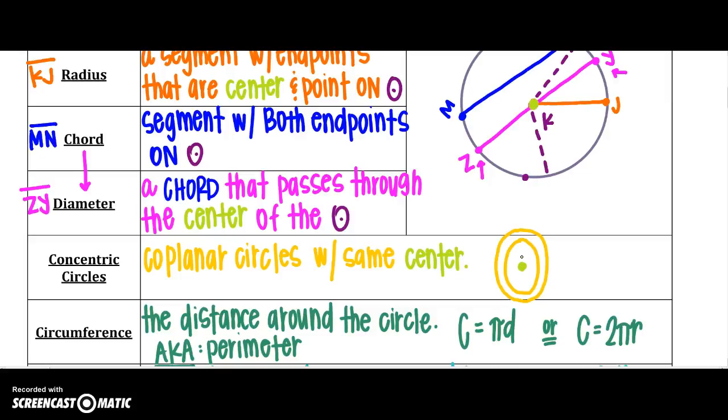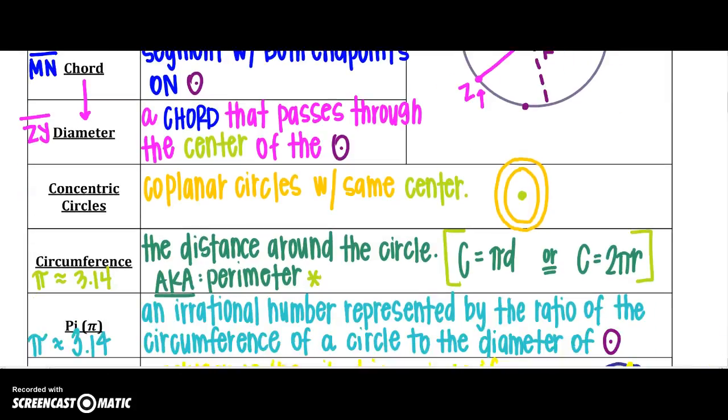Circumference is the distance around the circle, very similar to the perimeter that you're used to seeing. And here are our two equations. We can use circumference equals pi times the diameter, or 2 pi times our radius. And remember, pi is about 3.14 units. Pi is just an irrational number represented by the ratio of the circumference of the circle to the diameter. So that pi is actually a number. It's not just a variable.